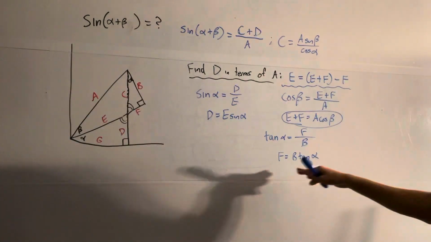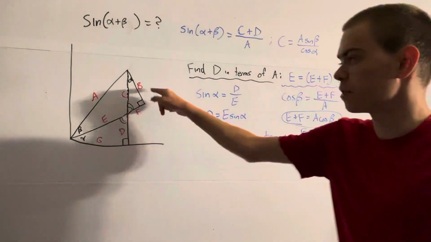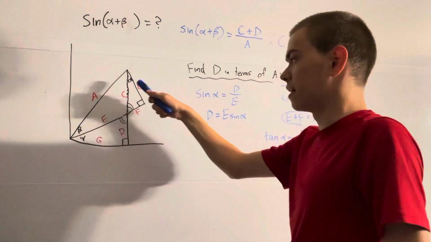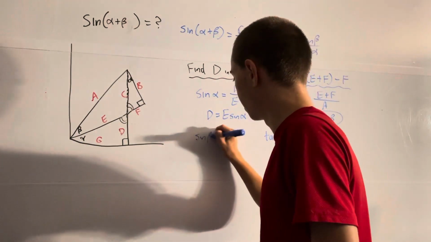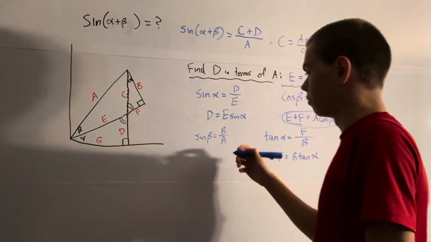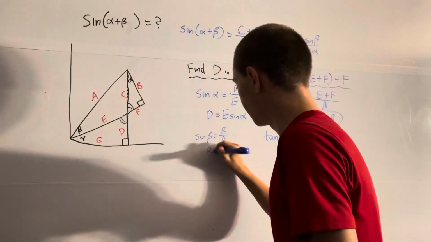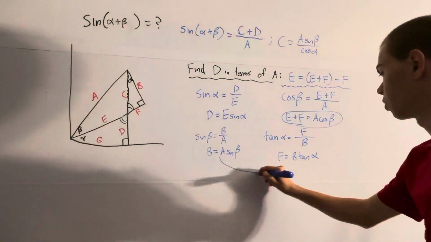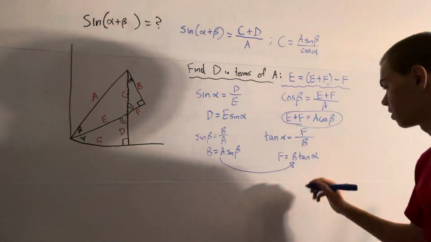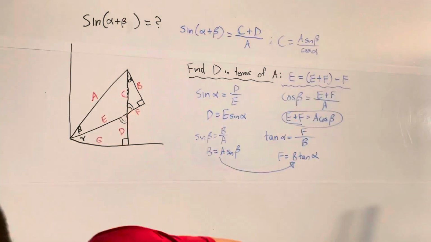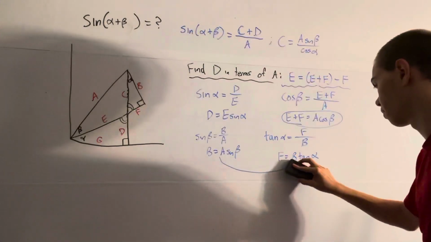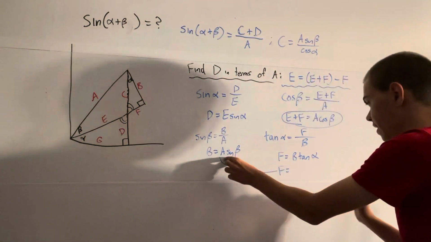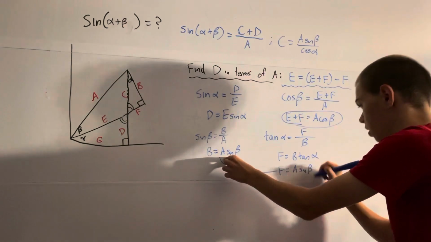I know the writing is a little small now, but anyways, we gotta find what B is in terms of A. And I think we already did this, I just erased it, didn't I? Pretty much the sine of beta is B over A. So sine of beta equals B over A. B is equal to A sine of beta, okay? So this will go there. Knowing this, I need to substitute that in. So F is equal to A sine of beta times the tangent of alpha.